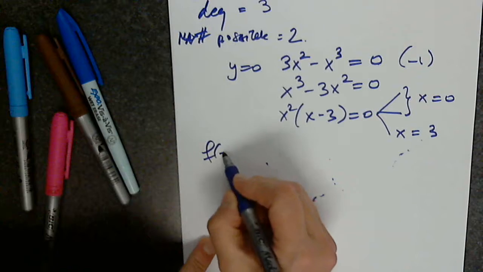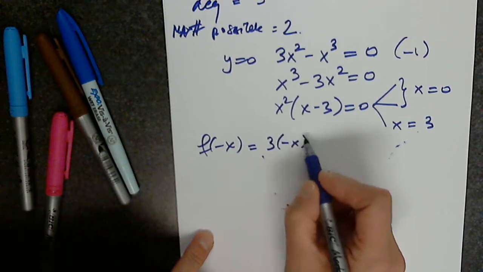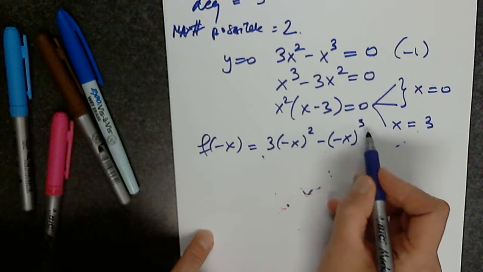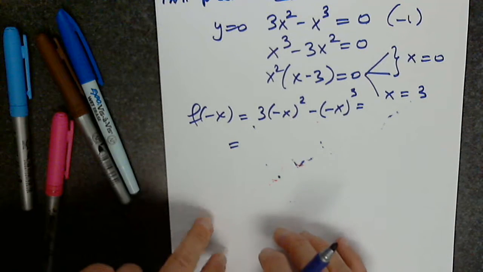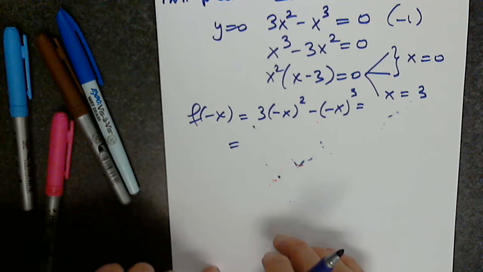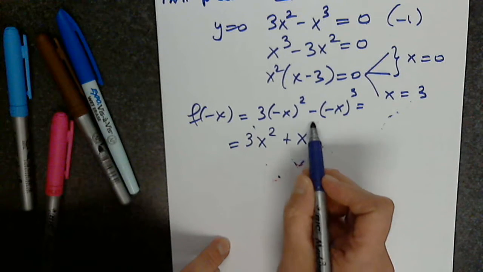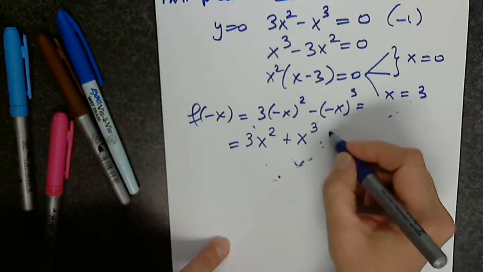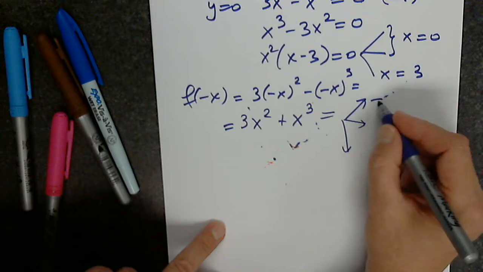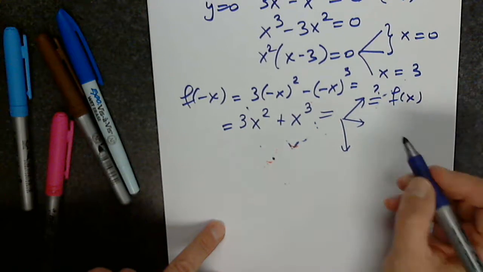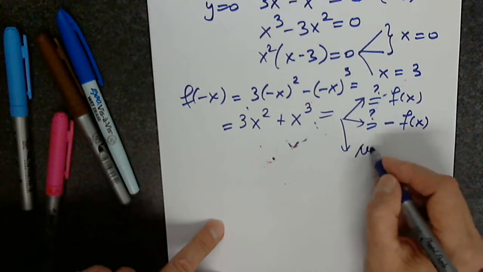So f of negative x, which is 3 times negative x squared minus negative x to the third. This is the problem you forgot on the test. Only one or maybe two students did it. So this is 3x squared, but plus x to the third. Three questions. Does this equal the original function? Does this equal the opposite of the original function, or none of the above?